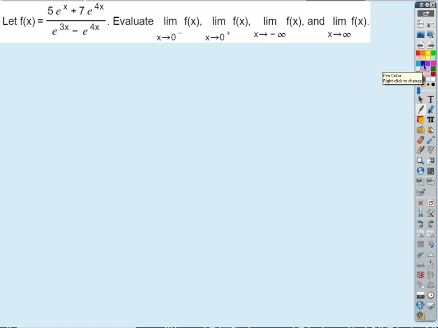If I try to leave it the way it is, and we evaluate this at 0 minus, for example, as x approaches 0 minus, what is f of x looking like? Well, on the top, as I approach 0, what's anything to the 0?